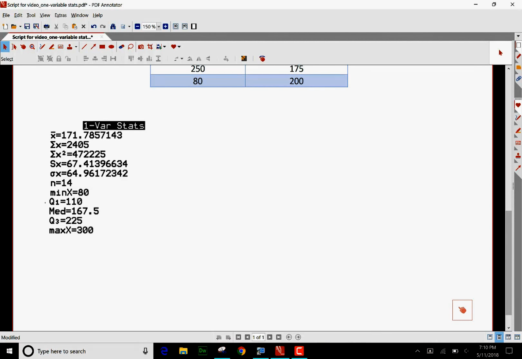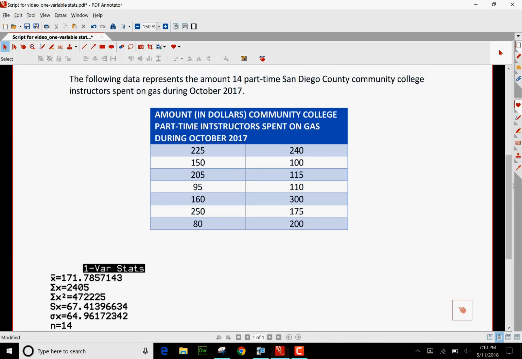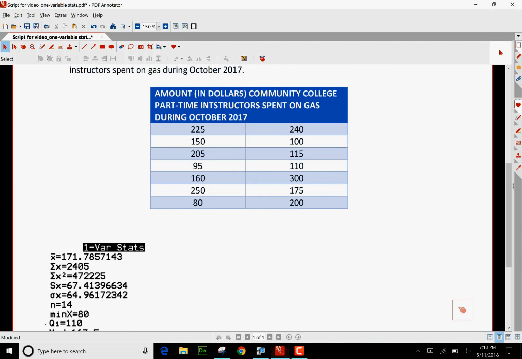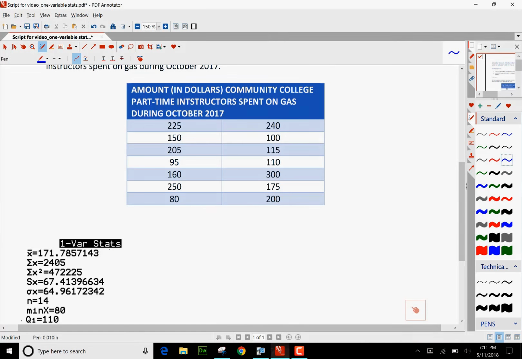So here we go. The data we entered in here gave us these summary statistics. So the summary statistics are X bar represents the mean of this data. So X bar traditionally means the mean of your sample data.